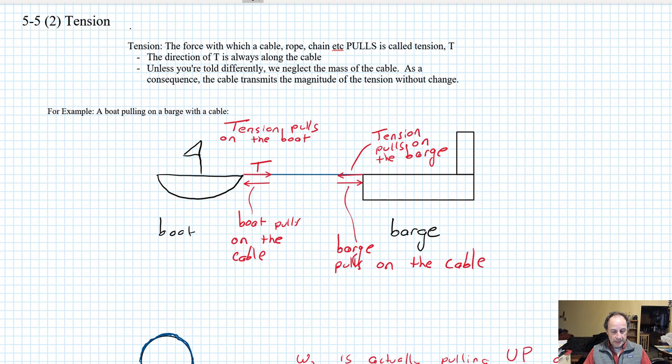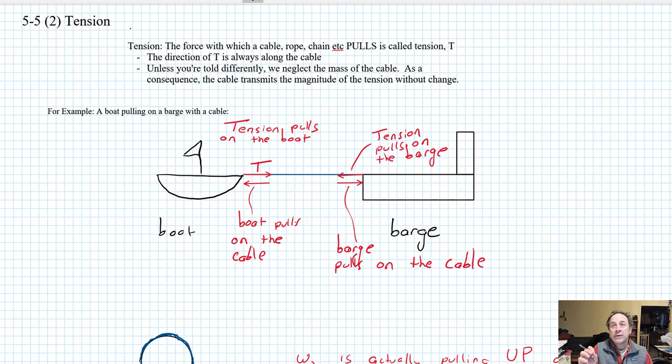Welcome back, physicists. I'm going to be dealing with section 5.5 again, and this is a special little section about tension. Tension is a force that cables, ropes, and chains will transmit. They'll only transmit tension. You can't push a rope. You can't compress a rope.